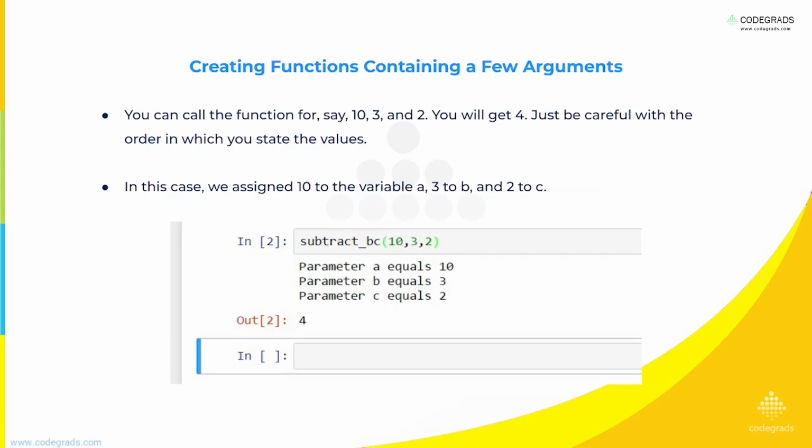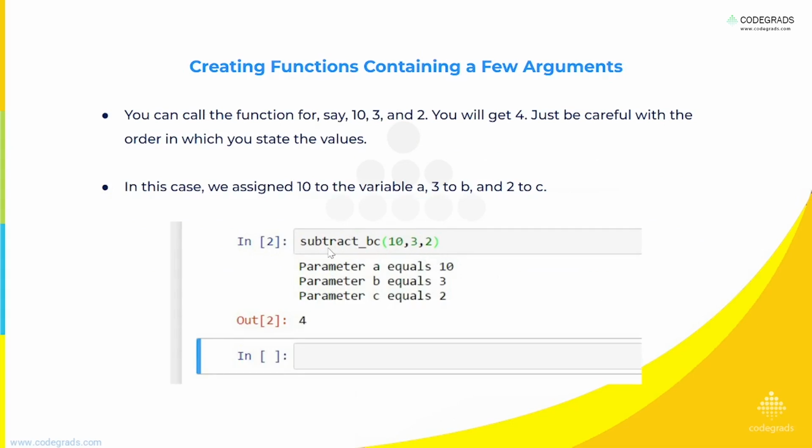Now we'll see creating functions containing a few arguments. You can call the function, say, with 10, comma 3, comma 2, and you will get 4. So just be careful with the order in which you set the values. In this case, we assign 10 to the variable a, 3 to b, and 2 to c. So here we have a, comma b, comma c as the parameters for a function. Now this is a particular function for subtract bc where the input parameters were a, b, c.